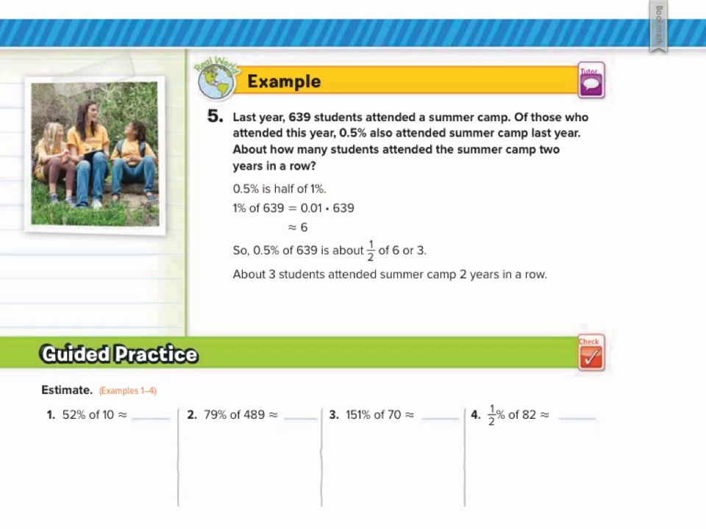So what they did here was they found 1% of 639, or 1% of 600 is kind of what they found, and they've got 6. Remember, 1% moves the decimal place twice to the left, and they got about 6. Now, 6 was 1%, 0.5% is half of that, so they found half of 6 to get 3. So out of the 639 students, about 3 attended summer camp 2 years in a row.